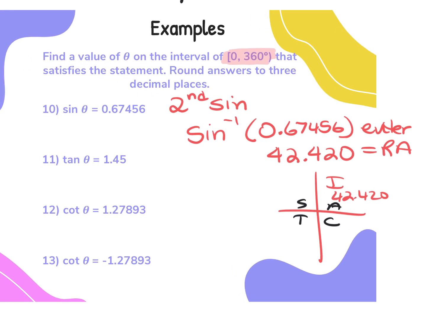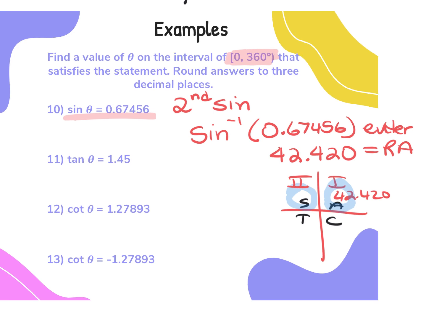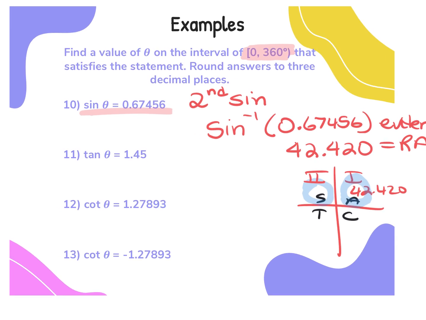Notice over here in the original problem, this is a positive number. So I'm looking to see where sine is positive. Sine is going to be positive in quadrant 1 and in quadrant number 2. So I already have one of my answers. The reference angle is one of my answers. Remember, to get the angle in quadrant 2, it's 180 minus that reference angle.